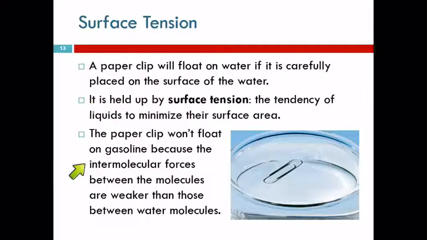I wouldn't recommend trying the paper clip on gasoline because gasoline's dangerous and it's not going to work anyway. The gasoline has much weaker intermolecular forces and they're not strong enough to support a paper clip.